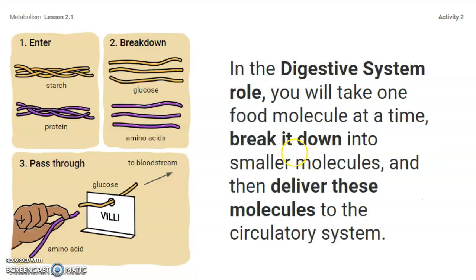So at the digestive system station, you will see a villi card, and you're going to take 1 molecule of food at a time and break it down into smaller molecules and deliver it to the circulatory system. Now remember, you have to travel it through your body just like you would travel food through your own body. So you'll untwist those molecules of starch, break them down into glucose because they're too large to get through the villi, and the same with the protein, and then you will have to pass each individual one through the villi one at a time, and you'll have to take turns.